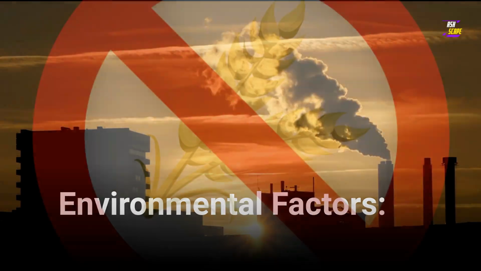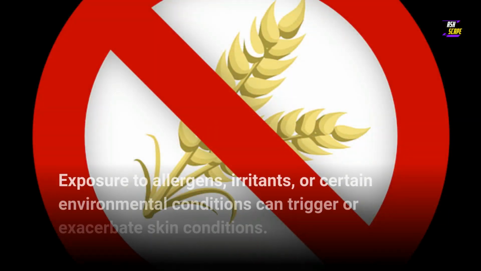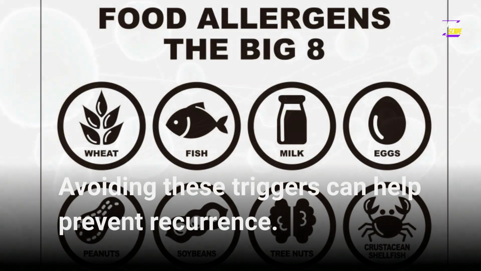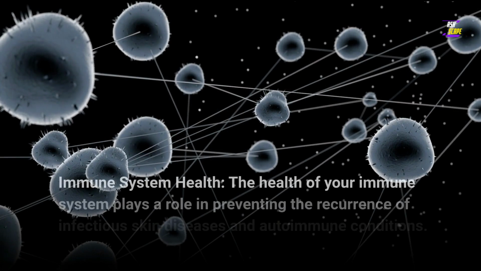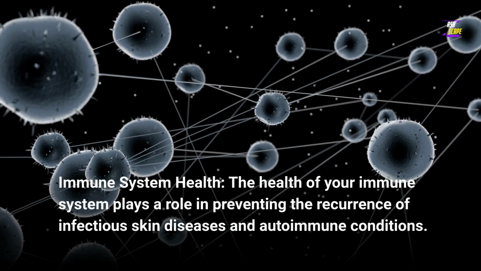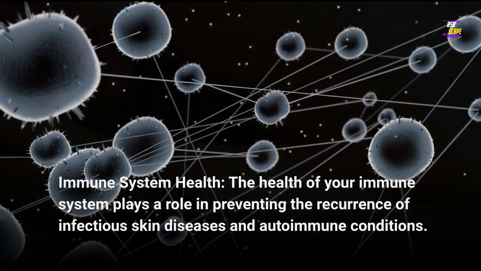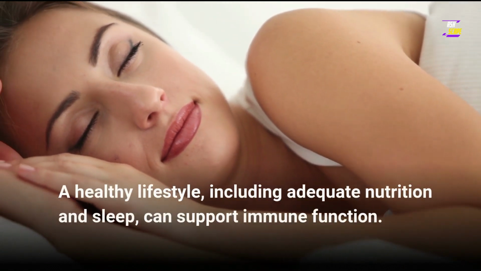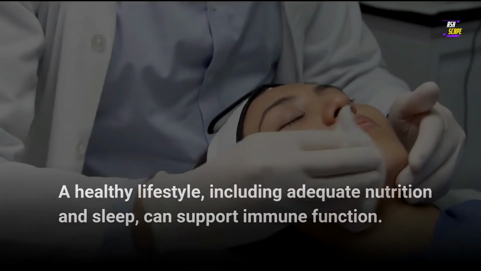Environmental factors. Exposure to allergens, irritants, or certain environmental conditions can trigger or exacerbate skin conditions. Avoiding these triggers can help prevent recurrence. Immune system health. The health of your immune system plays a role in preventing the recurrence of infectious skin diseases and autoimmune conditions. A healthy lifestyle, including adequate nutrition and sleep, can support immune function.